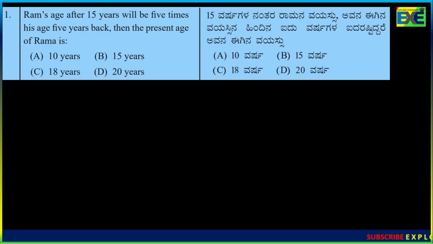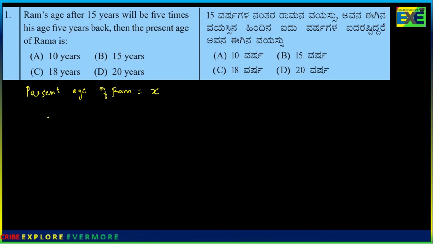So the first question here we have: Ram's age after 15 years will be 5 times his age 5 years back. Then the present age of Ram is. So what they have given, they say that Ram's age after 15 years. So first of all we need to take the present age of Ram. So let's say present age of Ram is equal to x.